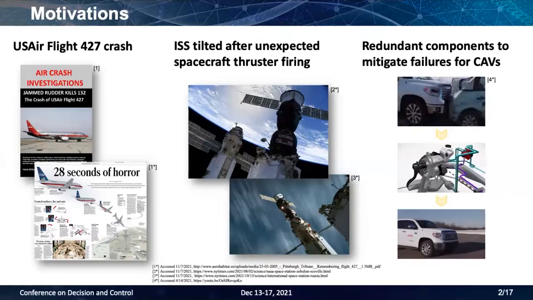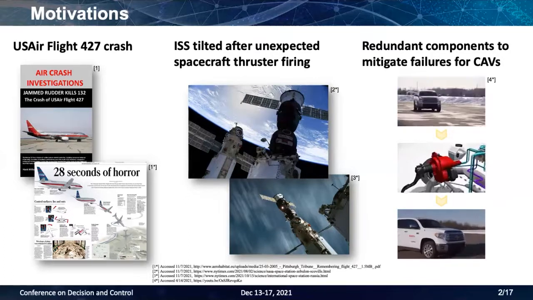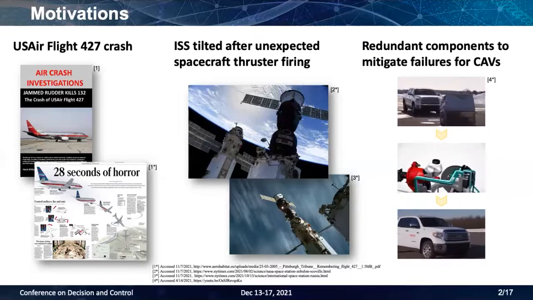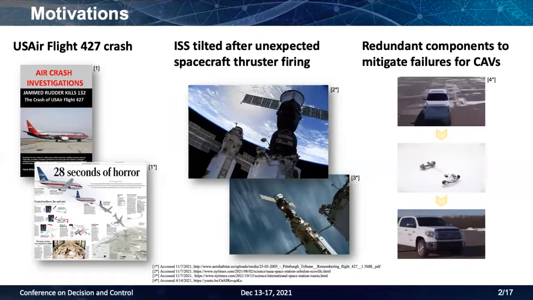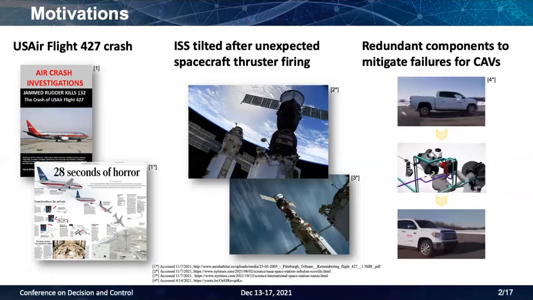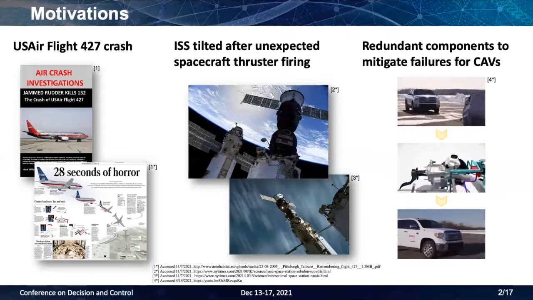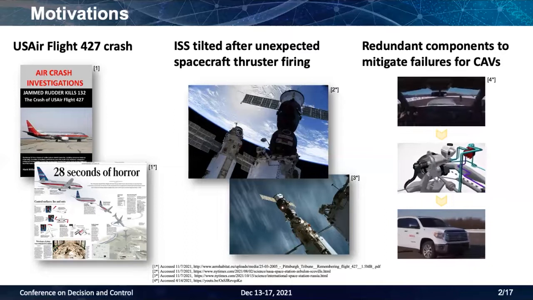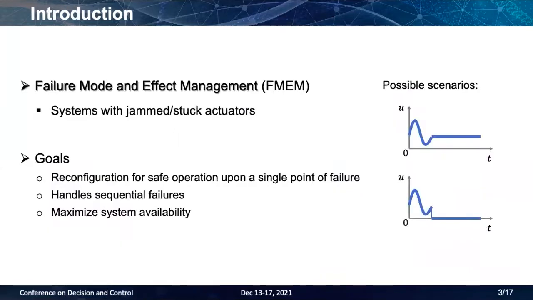For autonomous driving, automotive companies are developing systems with redundancy, such as dual steering motors and redundant brake actuators, to avoid car accidents caused by component failures. Motivated by these facts, our study focused on the systematic design of failure mode and effect management, FMEM, for systems with redundant actuators that can get jammed.